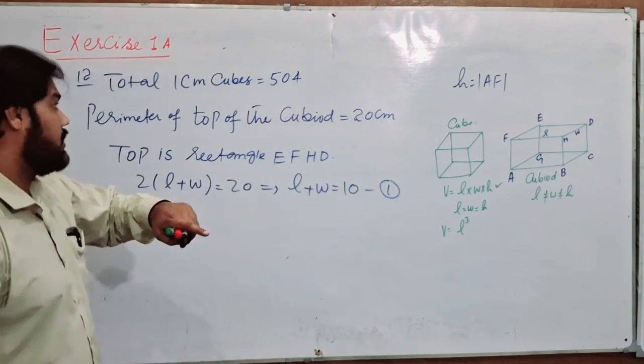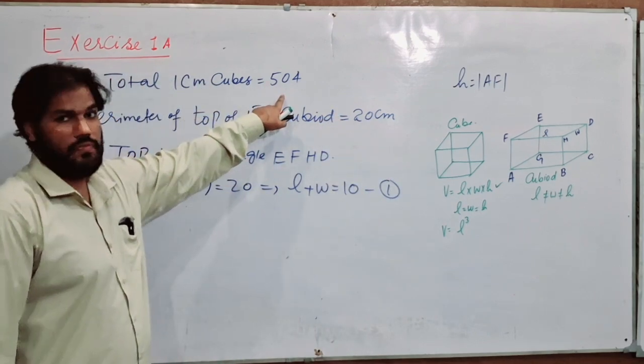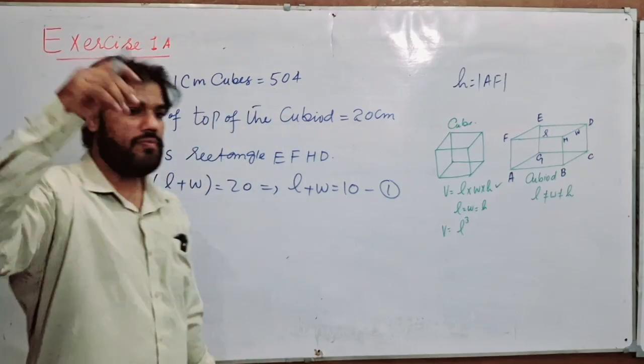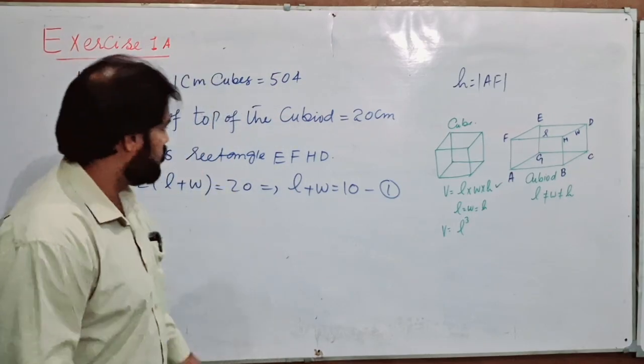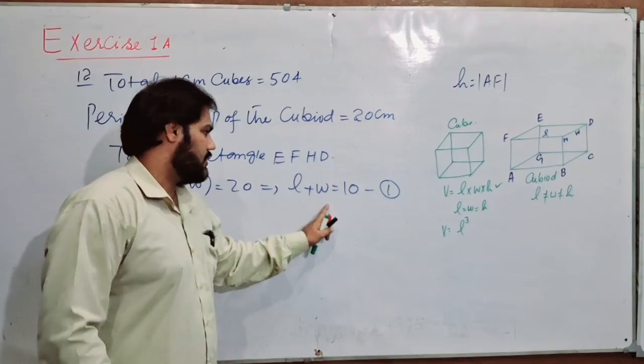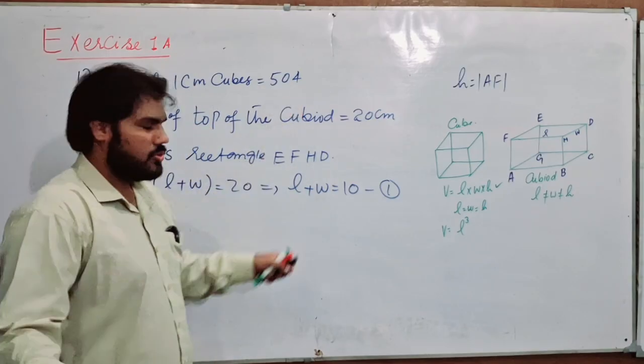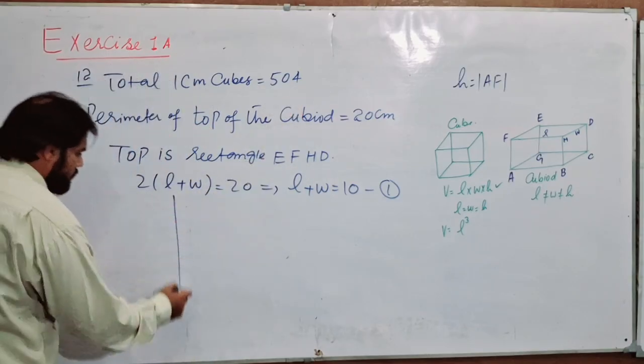Now we make the prime factorization of 504, and we will choose numbers whose sum is 10 and product is 504. So firstly we make the prime factorization of 504.